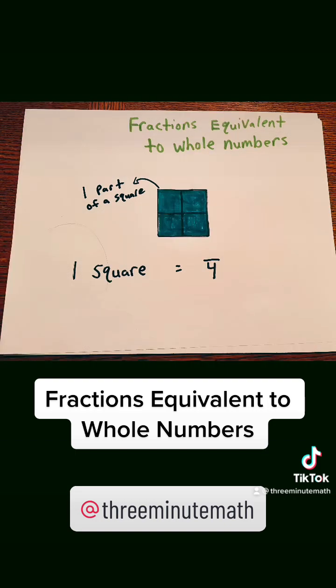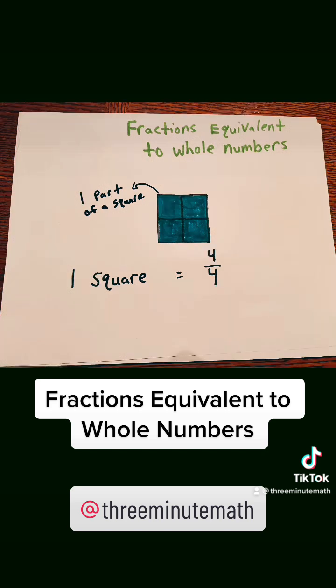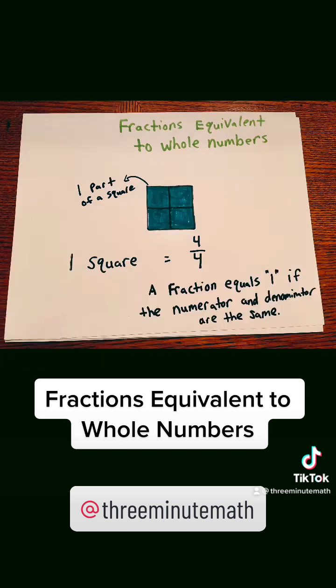If I shade in all four parts, I will have covered all of my original square. So one whole is equal to 4/4. A fraction equals one whole if the numerator and denominator are the same number.